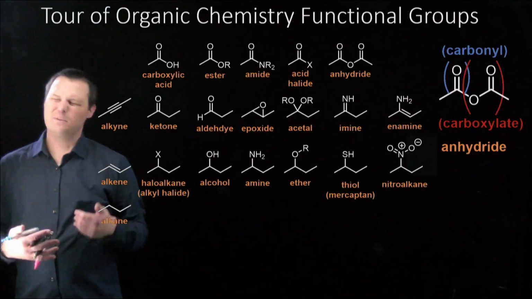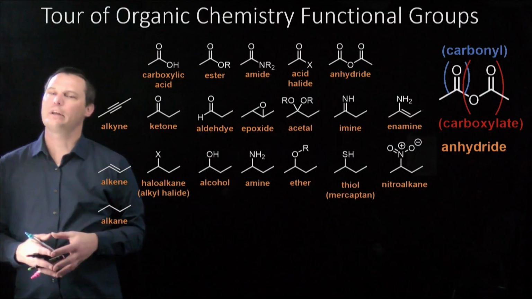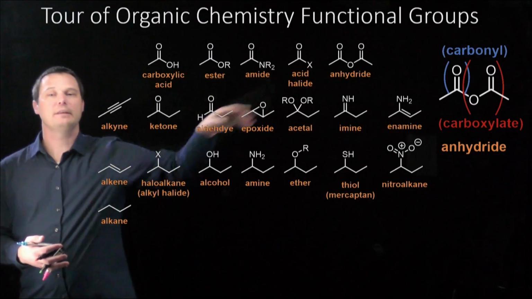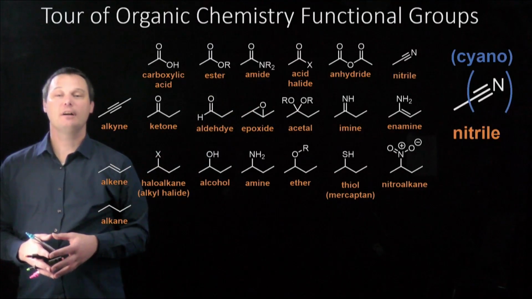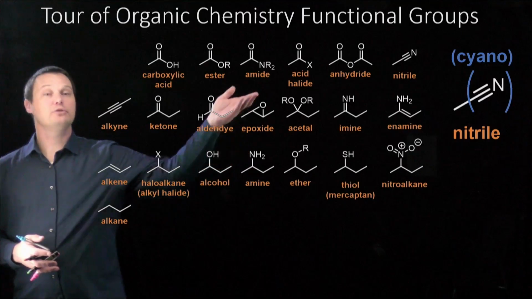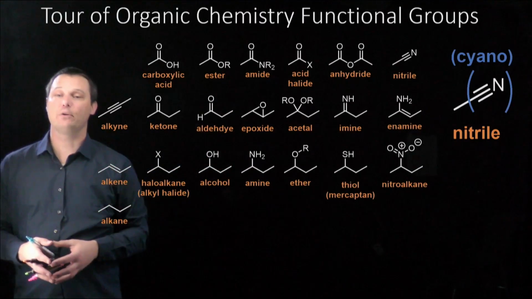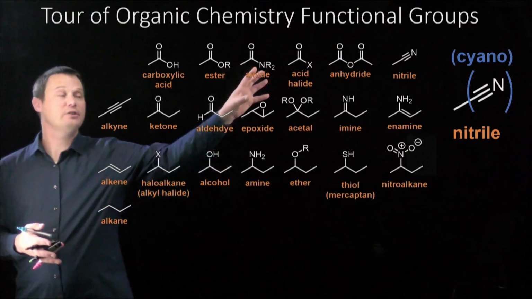Next is an anhydride. We don't see anhydrides all that often in organic chemistry, but when you do, you'll know that it's a carbonyl with an alkyl group on one side and a carboxylate on the other side. The last functional group we're going to talk about in this list is a nitrile. The nitrile is a functional group with a carbon-nitrogen triple bond, and that fragment of the functional group we call a cyano group. The noun form is nitrile, the adjective form is cyano.